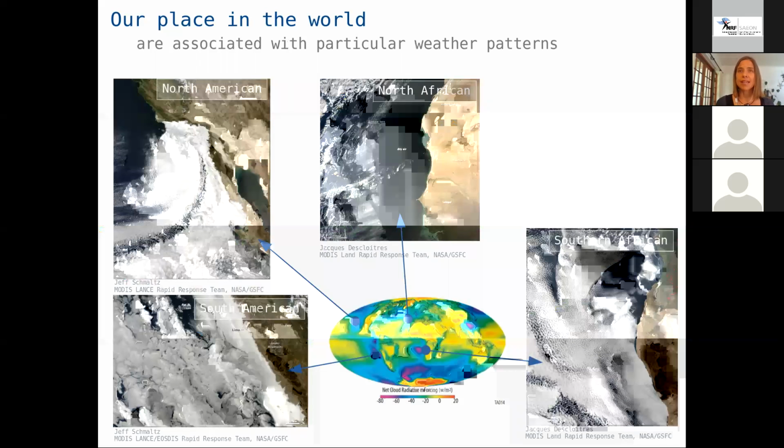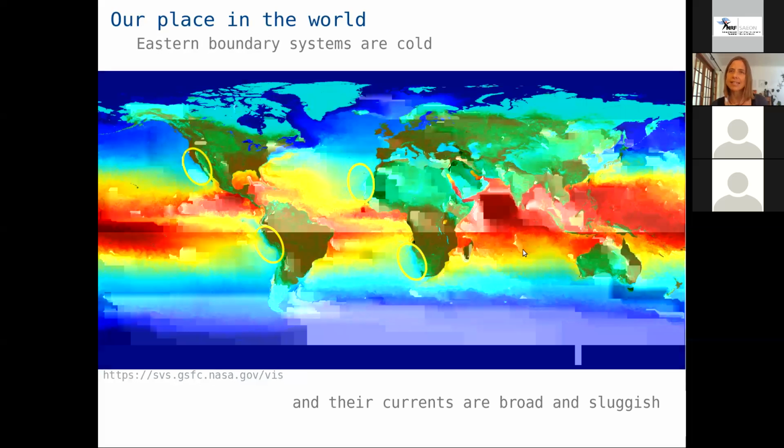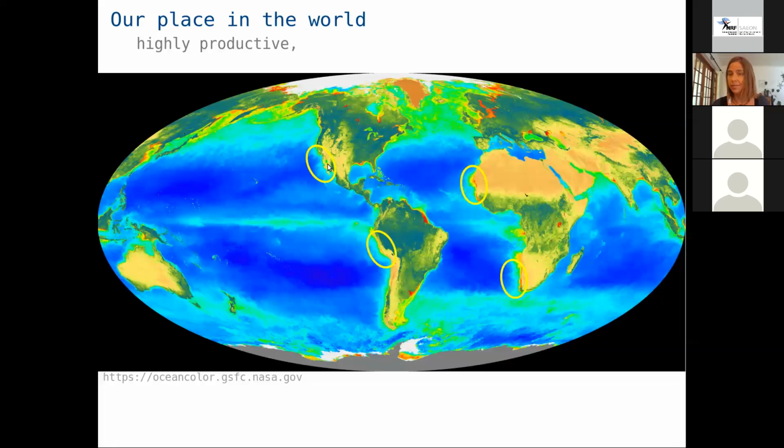So actually another thing I wanted to point out about this figure here is that the land surfaces alongside eastern boundary upwelling systems are always dry. Okay, so that there always tend to be deserts. And this isn't a coincidence.